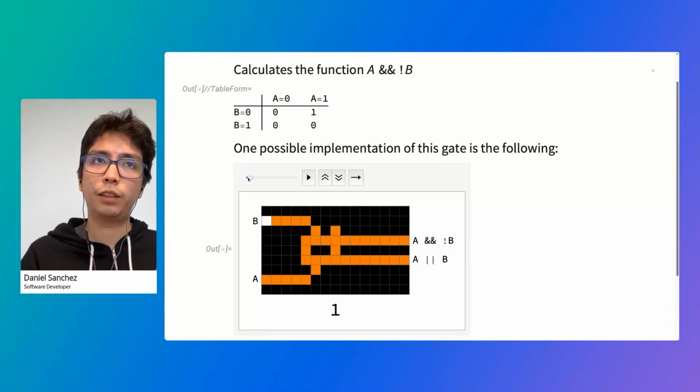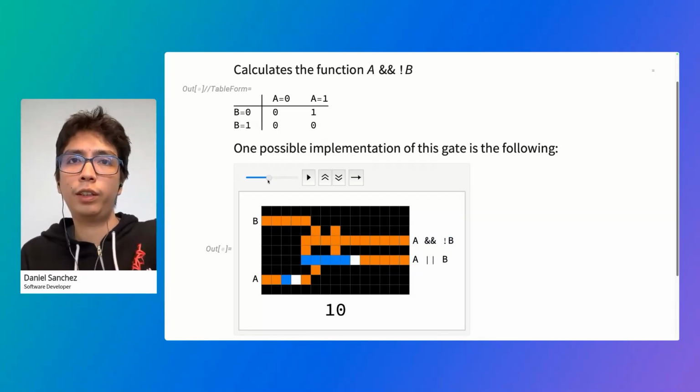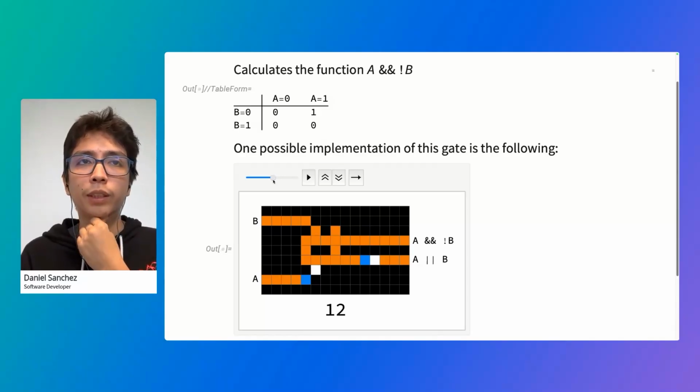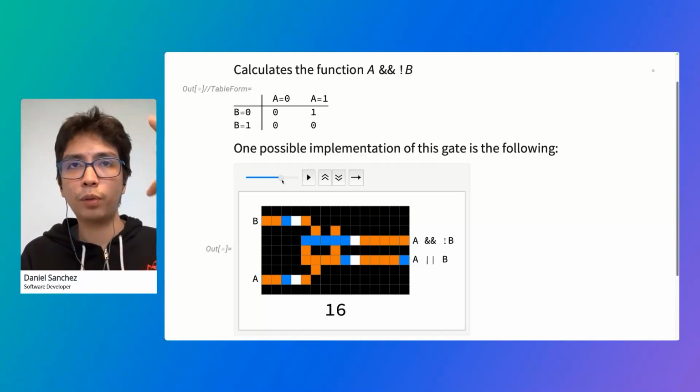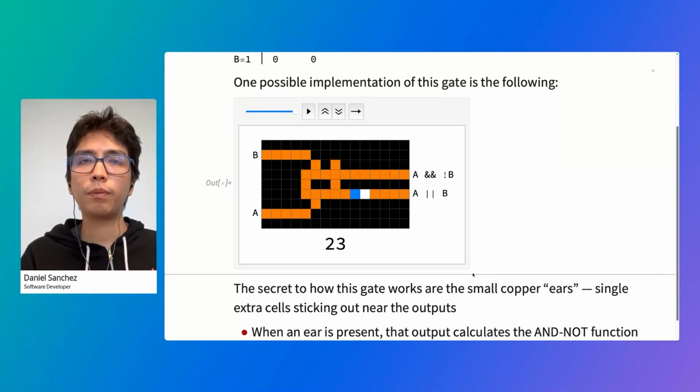So let's see that happening. If B is 1 and A is 0, only 1 electron comes from the bottom. If A is 1 and B is 0, both wires should have an electron. And if A and B are both 1, only the bottom one also has an electron being emitted.